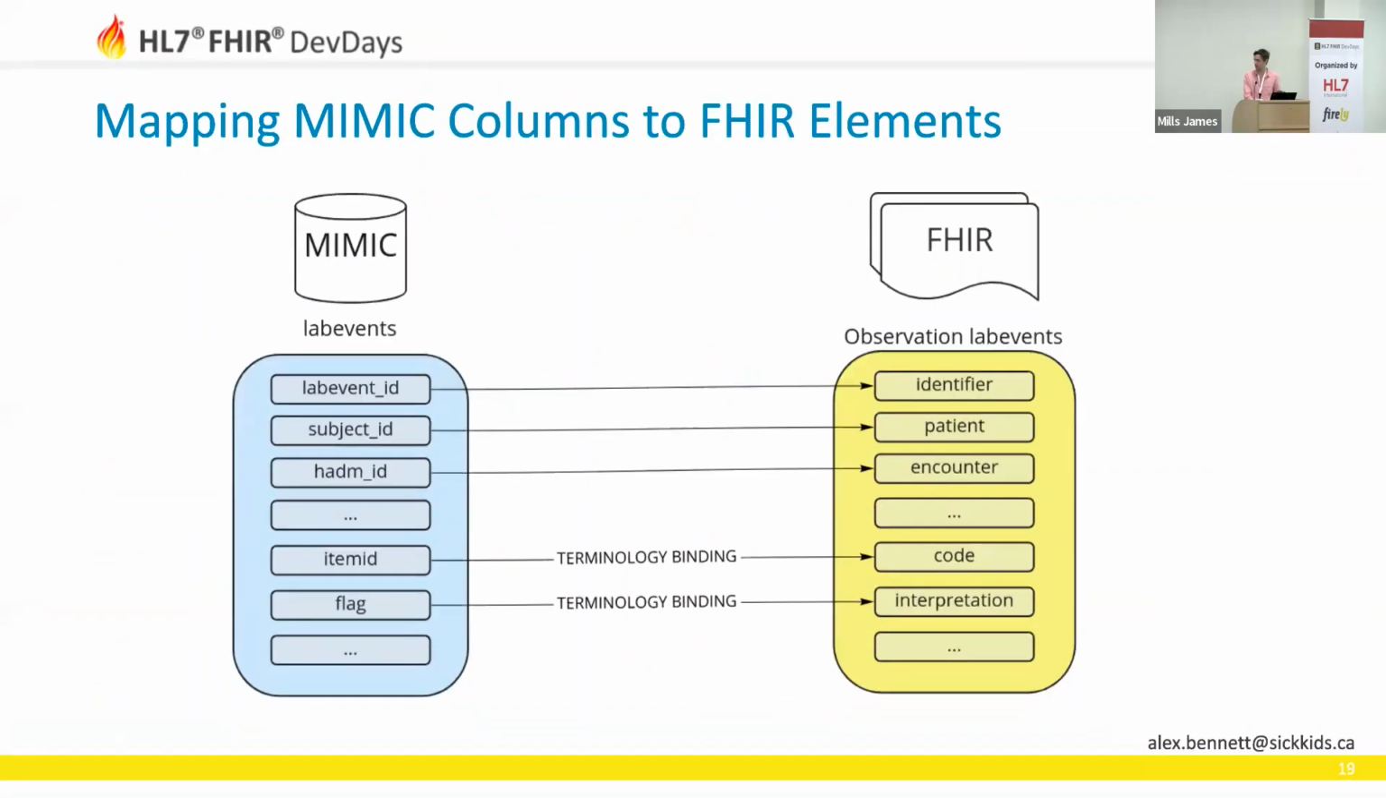And so this mapping process is fairly straightforward here, where you've got your MIMIC table, lab events, and you map across identifiers to an observation lab events, as well as you'll have certain terminology bindings for something like an item ID or certain flags across there. That's just a high-level look at the mapping process that was done for all these different tables.